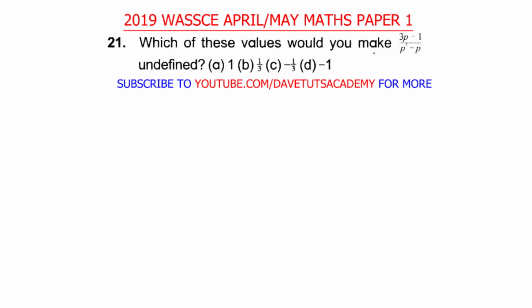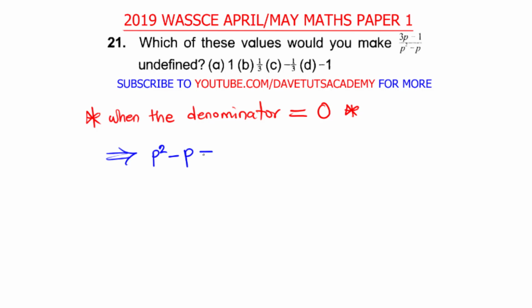Which of these values would make (3p minus 1) over (p squared minus p) undefined? Now, when you see a question like this asking what will make the expression undefined, the expression will be undefined when the denominator is equal to 0. Whenever you come across this, note that it is when the denominator is equal to 0 that the expression will be undefined, meaning that in this particular case the expression will be undefined when p squared minus p is equal to 0.